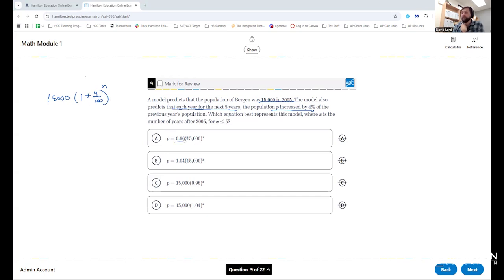Well, A does not have the right initial condition. B, they switch the numbers around. C, that would be a 4% decrease per year because it would be 1 minus 0.04. And then D is the right answer because it has the right initial population and 1 plus 4%.